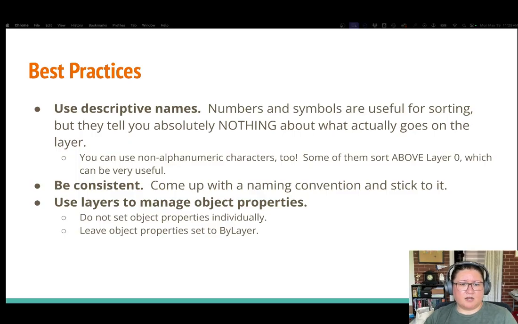Be consistent. And then finally, use layers to manage object properties. We'll talk about this more when we actually get into AutoCAD, but it's possible to change what one single line looks like. Maybe I want that one line to be blue instead of yellow. The problem is that you can start running into problems. Things don't behave the way you think they do. Maybe now you think that is part of a different layer. In general, unless you have a very, very specific reason and you know exactly what you're doing with it, leave the properties set to by layer so that all of the things on that layer change together.